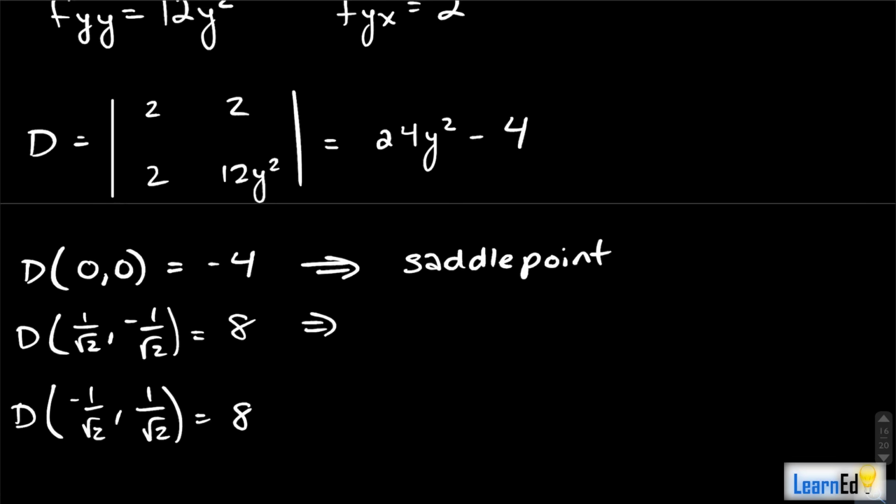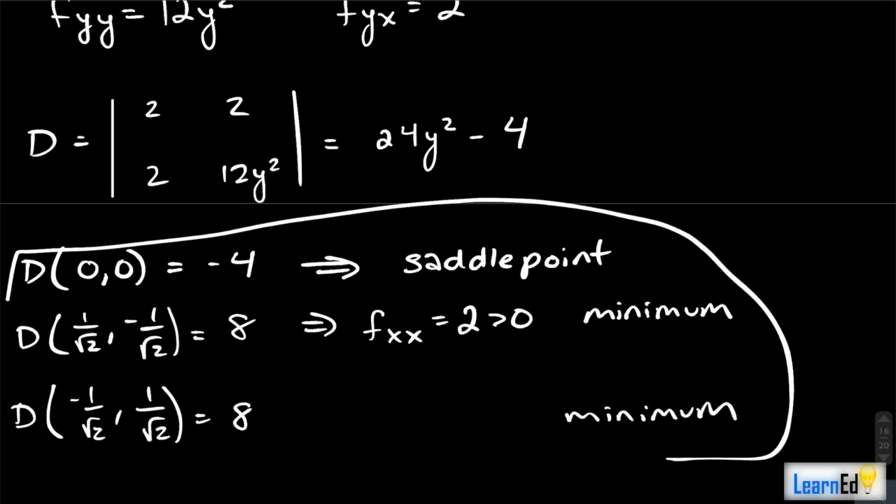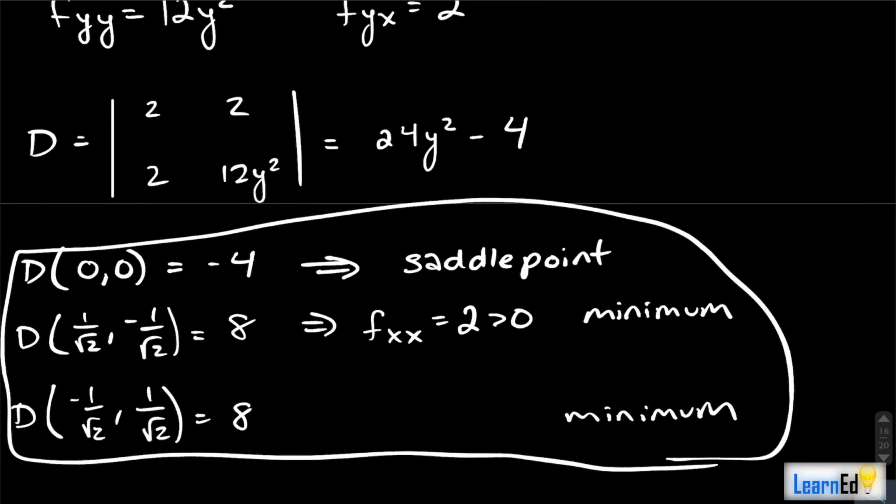So now you have to look at your second partial derivative with respect to x, which is 2, right? Which is greater than 0. So these guys are minimums. All right? So this is a minimum as well. And that's the whole idea. You can finish this up here.